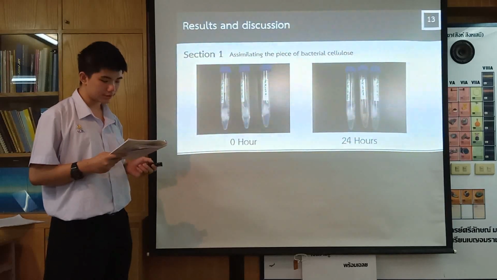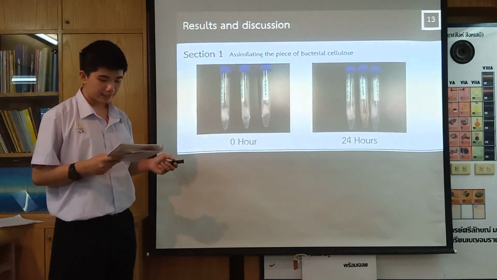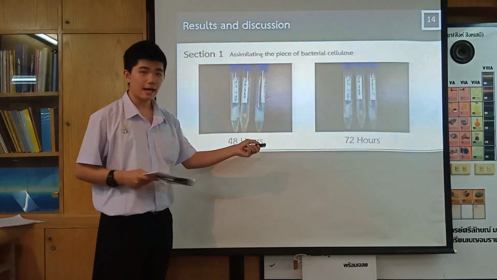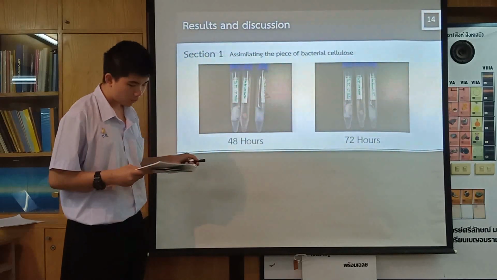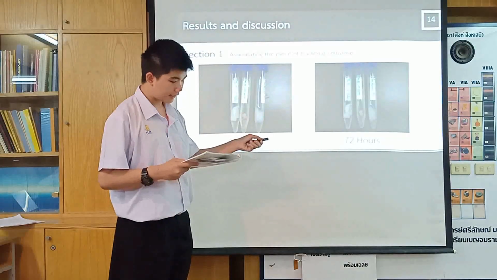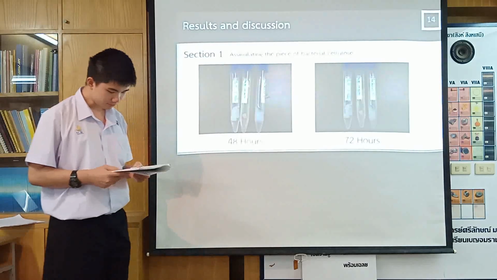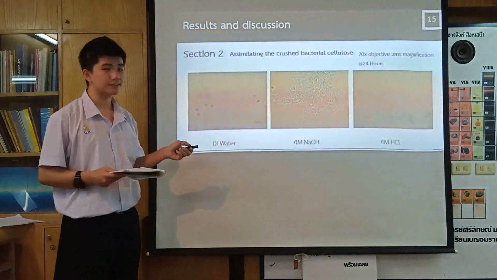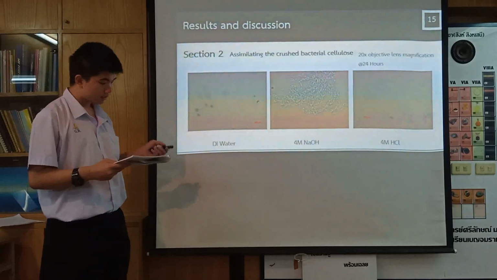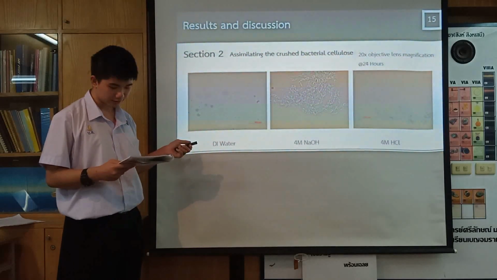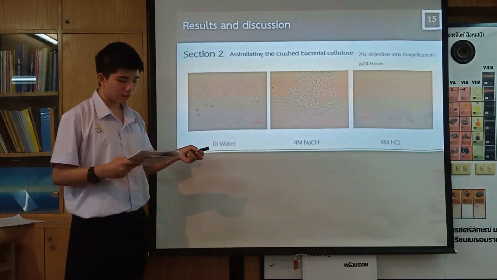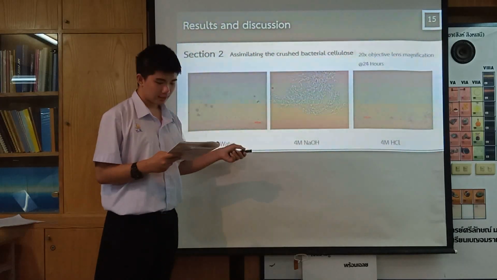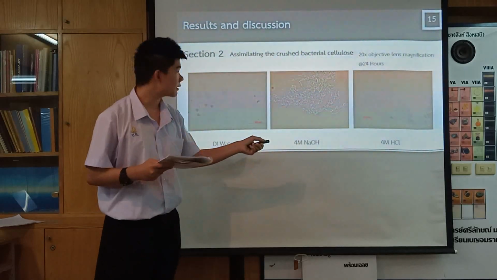And the bacterial cellulose filled with hydrochloric acid solution is dispersed, especially the surface of the bacterial cellulose at 72 hours. We can see that the cellulose spreads into fibers obviously. In this section is the result of assimilating the crushed bacterial cellulose. We can see that the result agrees with the previous section: when we fill sodium hydroxide solution, it will constrict, and when we fill hydrochloric acid solution, it will disperse.